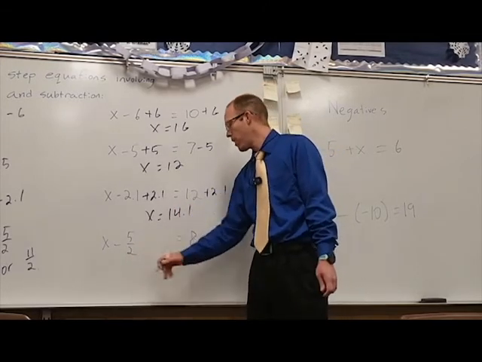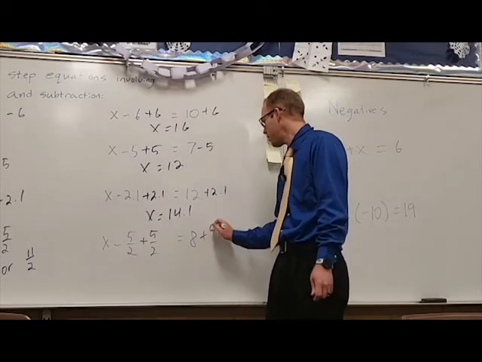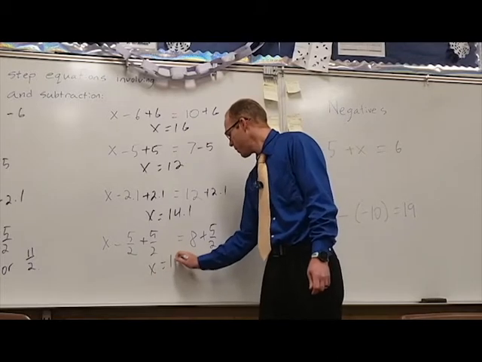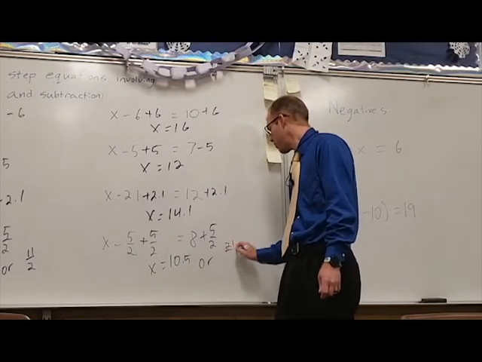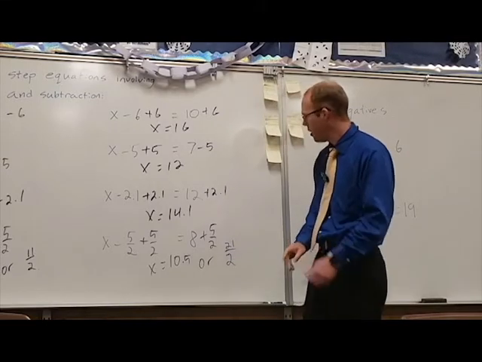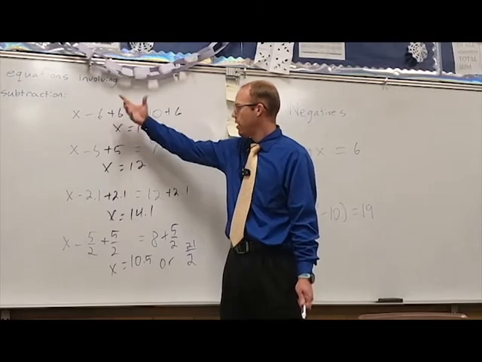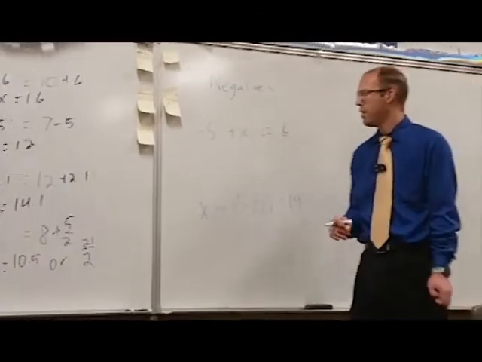It works with fractions. I'll just add 5 halves to both sides. And we get x equals 10.5, or we could write that as 21 halves. As long as we pick the same number and subtract and add it, it works the same. There are 2 variations on this that I see throwing people off.